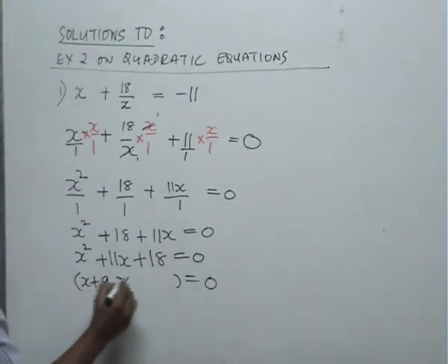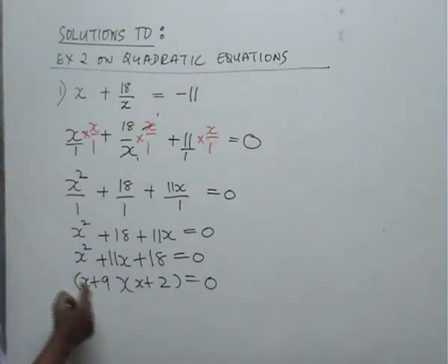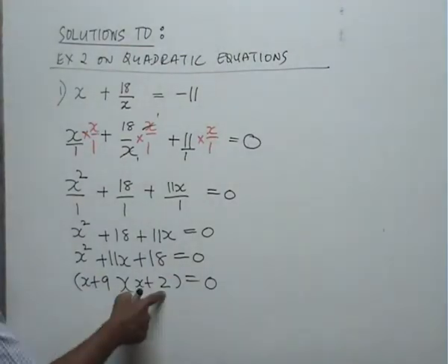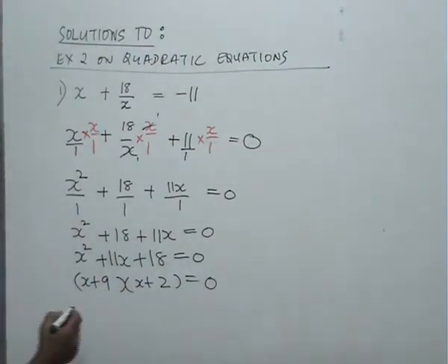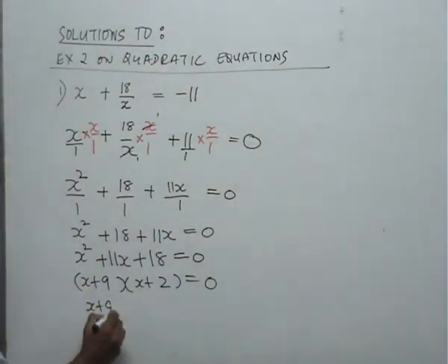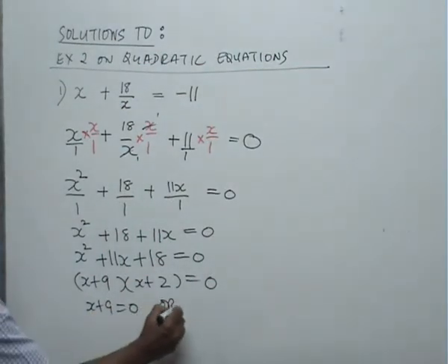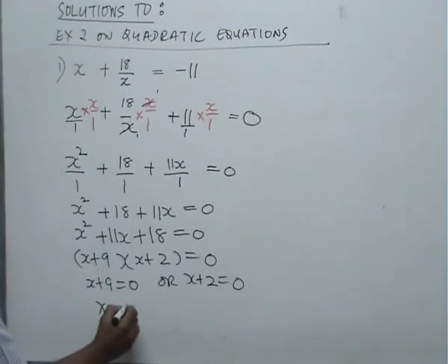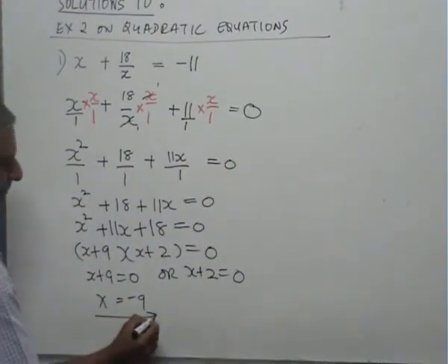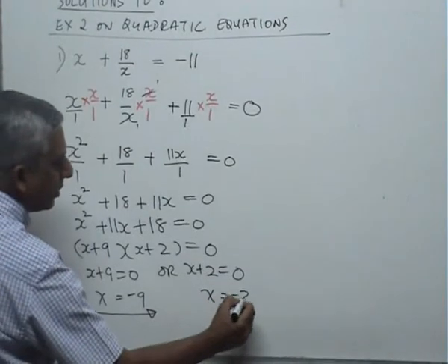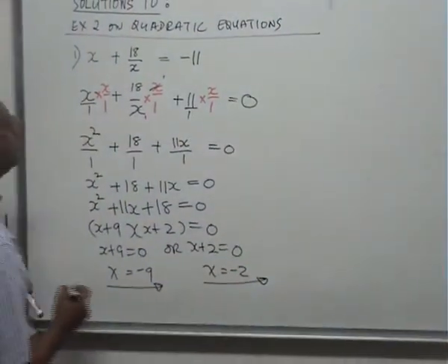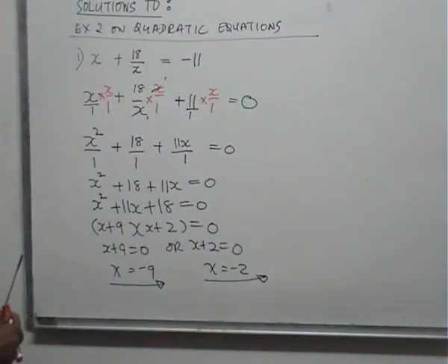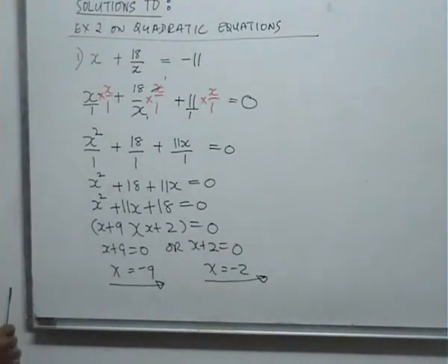x plus 9, x plus 2. If you factorize that, 18, break it up into 9 and 2. Then x plus 9 is equal to 0, or x plus 2 is equal to 0, so x is equal to minus 9, x is equal to minus 2. So that's your solution for the first one in exercise 2.